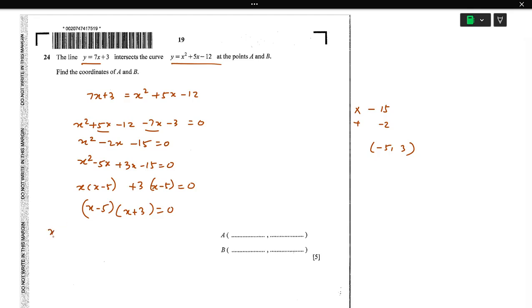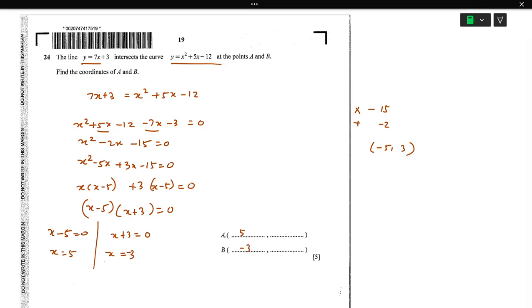Now we need to solve x minus 5 equal to 0 or x plus 3 equal to 0. So x equal to 5, and sorry, x equal to negative 3 here, because x plus 3 equal to 0, so when you bring 3 to the other side it becomes negative 3. So we got the x values. A value is 5, I'll take. B value is negative 3.